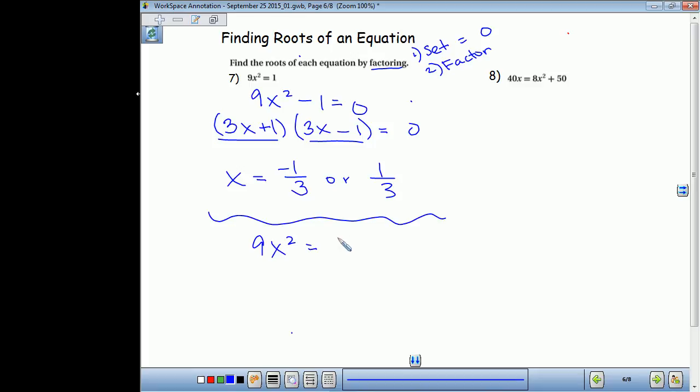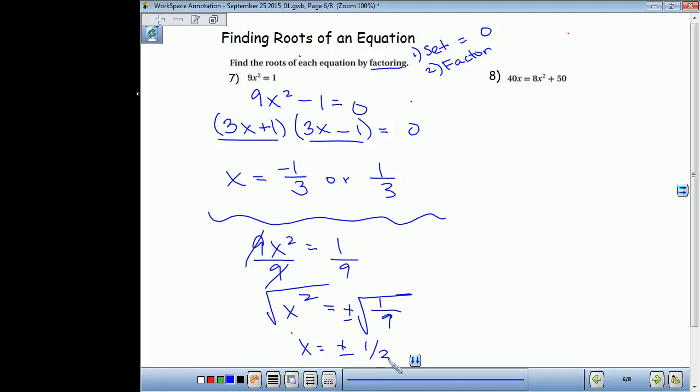If you worked ahead, this is probably what you did. You went, oh, divide by 9. X squared equals 1/9. Square root, plus or minus. X equals plus or minus 1/3. Oh, you see we got the same answer?